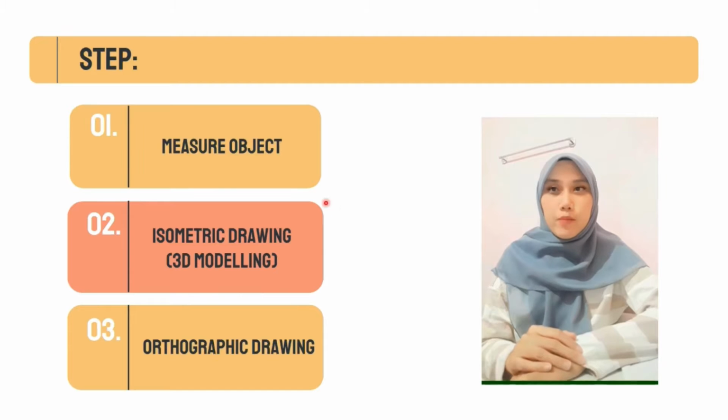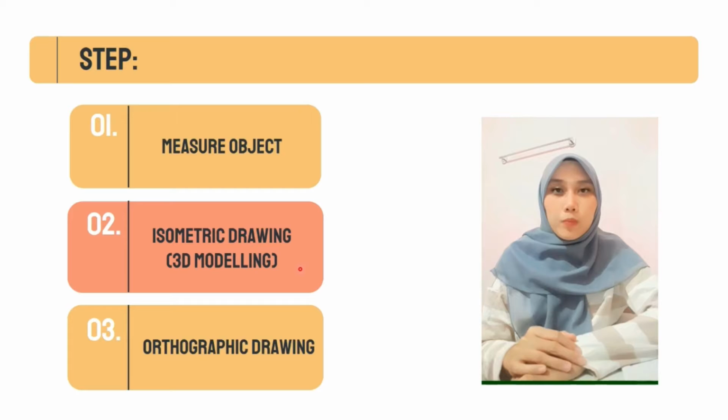For the steps, firstly I measure the real object to get the measurements. After that we sketch, once we have the dimensions. After that, I begin by drawing the isometric drawing, that is 3D modeling, and finally, I make an orthographic drawing, and all these parts I do using the AutoCAD software.